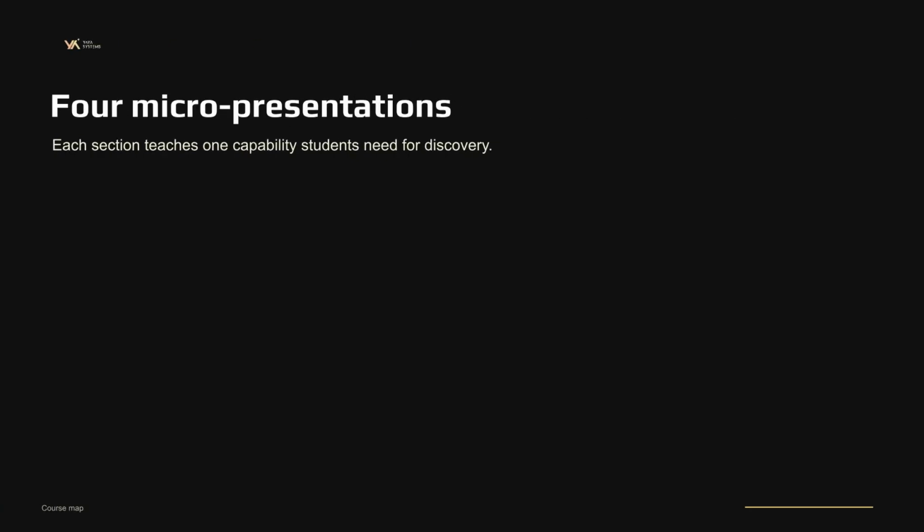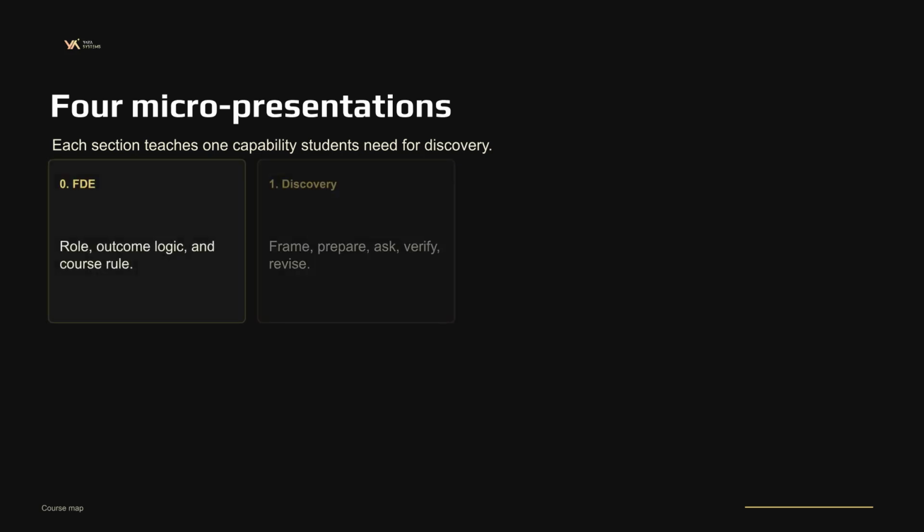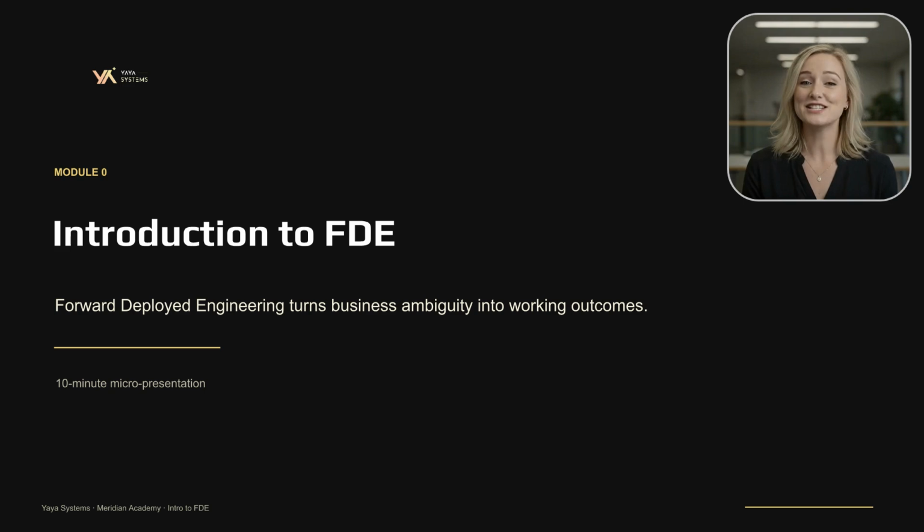This course is divided into 4 micro-presentations. We start with the basics of forward-deployed engineering, move into discovery methods, discuss how to develop evidence, and conclude with how to write a brief. In this first module, we introduce FDE.